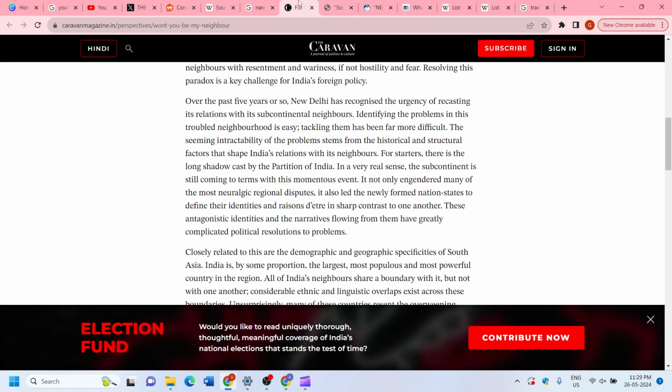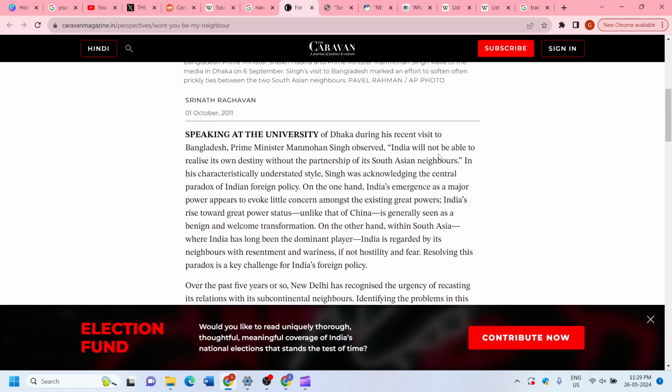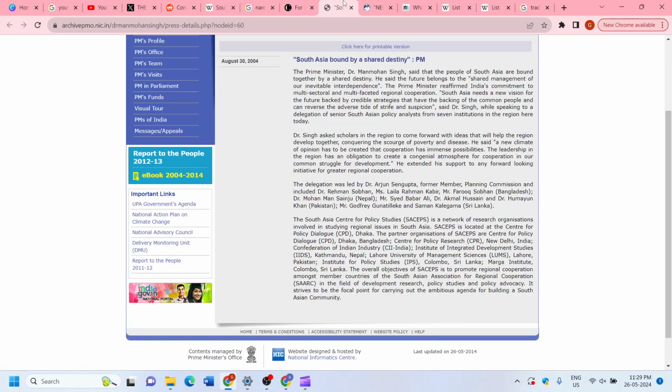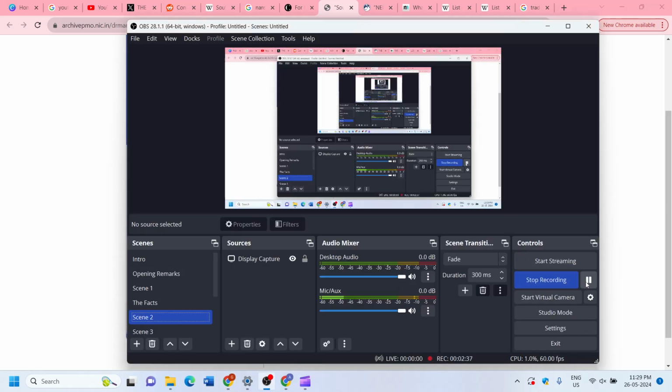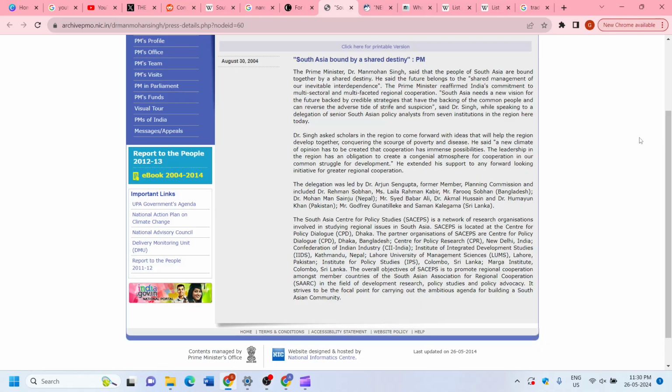Now, Manmohan Singh spoke about South Asia in a speech. He said that the people of South Asia are bound together by a shared destiny. He said the future belongs to the shared management of our inevitable interdependence. South Asia needs a new vision for the future backed by credible strategies that have the backing of the common people and can reverse the adverse tide of strife and suspicion.